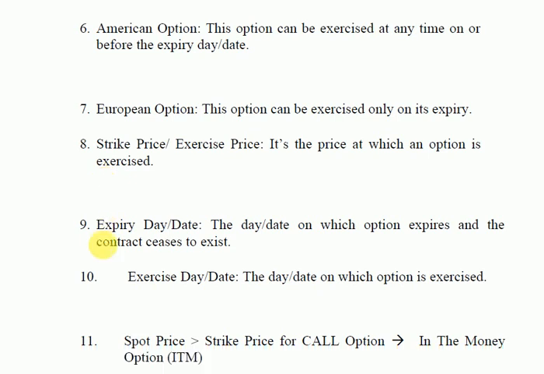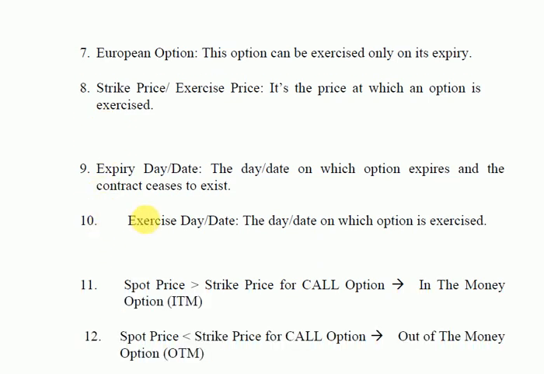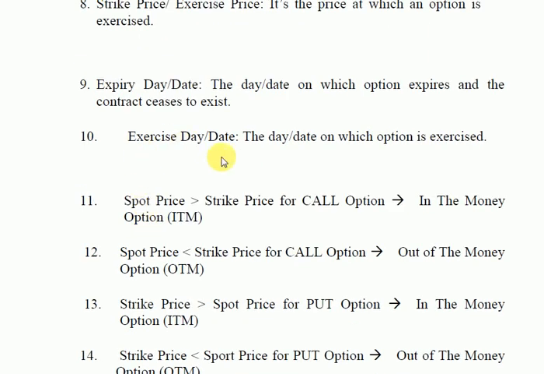Next is expiry date or day. The day or date on which option expires and the contract ceases to exist. Next, exercise day or date. It's the day or date on which the option is exercised.